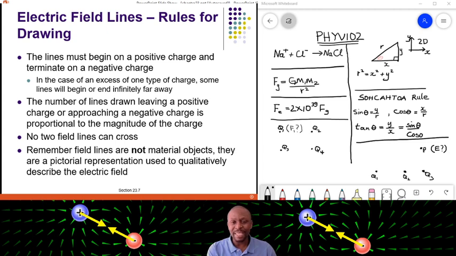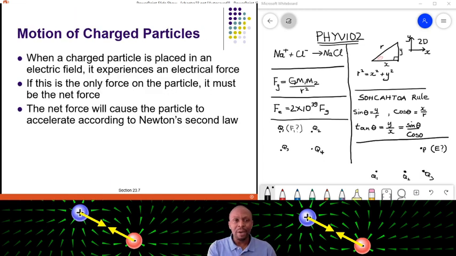Remember, the field lines are not the material or objects. They are just the pictorial representation which is used to quantitatively describe the electric fields. Now, the motion of the charged particles, this is the last section of this chapter, the motion of the charged particles in the region of the electric fields.